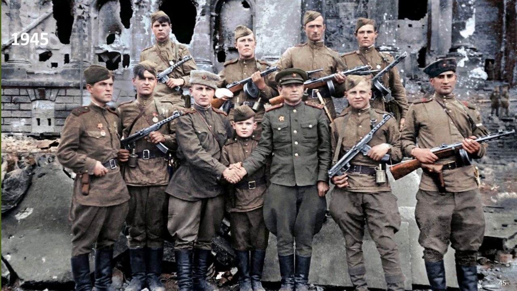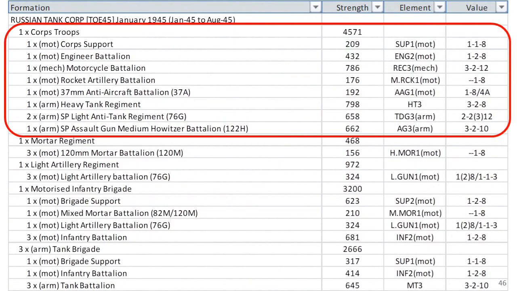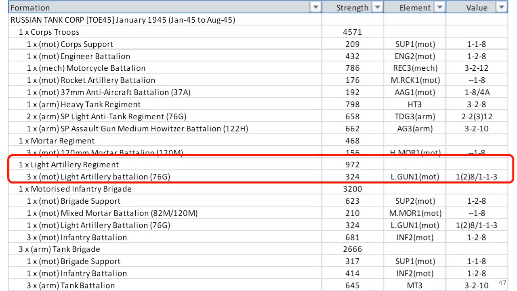Let's now move to 1945, the final year of the war. The core assets continue to be beefed up, with, in this case, a heavy tank regiment replacing a self-propelled regiment. We're looking at the January 1945 Russian Tank Corps structure. In 1945, the Tank Corps finally gets an artillery regiment, and while only 76mm guns were equipping it, it did provide additional indirect fire capability.